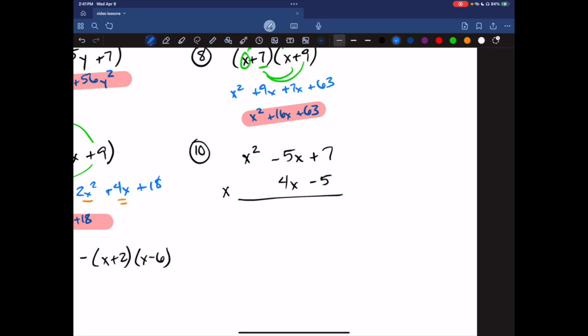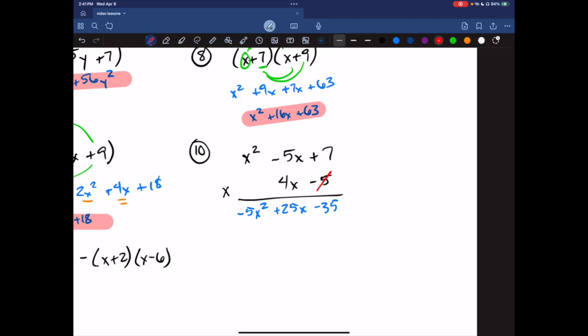So let me talk you through this. The first one's probably pretty obvious to you. So negative 5 times 7, that's going to give you negative 35. Negative 5 times negative 5, that's going to give you positive 25x. All right, and then negative 5 times x squared is going to be negative 5x squared. Okay, so now you're done with the negative 5. It's time to move on to the 4.